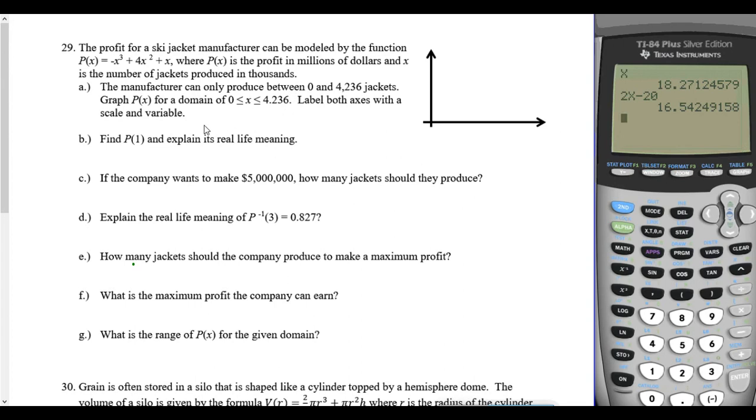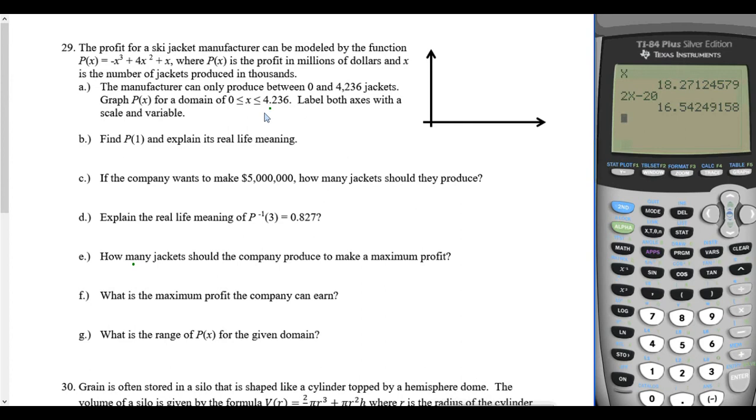For A, it says the manufacturer can only produce between 0 and 4,236 jackets. Graph P of x for this domain. Now notice in the domain here I'm at 4.236 because this was in thousands. So I just moved the decimal 3 places over.